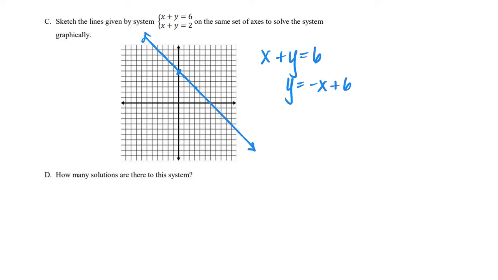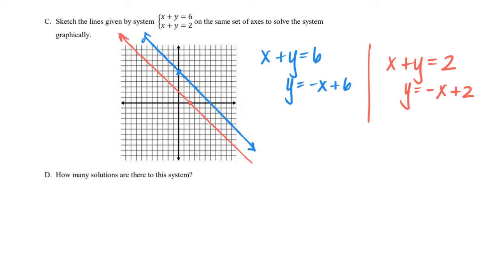Let's look at the second equation. x plus y equals 2. So y is going to be negative x plus 2. Starting now at my y-intercept, which is 2, my slope is going to be down one, right one, down one, right one, using a straight edge. Whoops, sorry. That one got a little crazy. It is going to look like that.